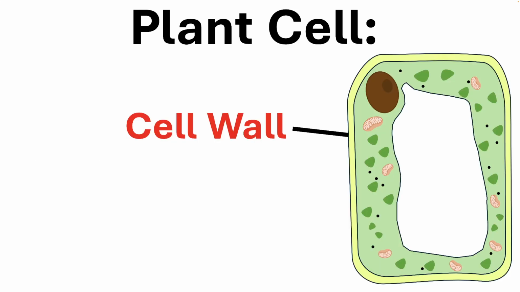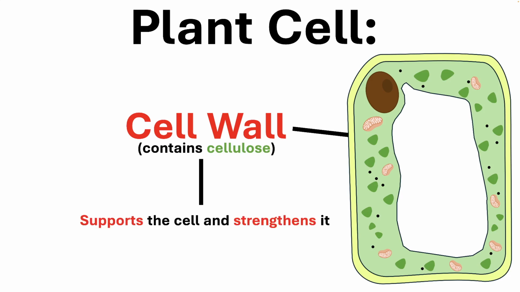Next, we have the cell wall. It's a very rigid structure and a wall outside of the cell membrane. Make sure you don't mix those two up when you're labeling. It's the cell wall that's on the outside and the cell membrane inside. And that cell membrane is around the cytoplasm like we saw in the animal cell. Anyways, this strong cell wall is made up of a molecule named cellulose, which gives the wall this high tensile strength. And as a result, its function is to support the cell and strengthen it.